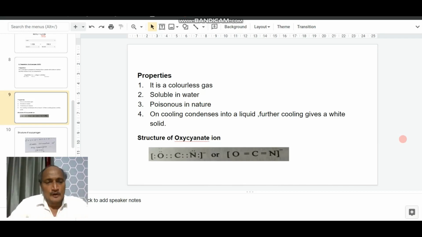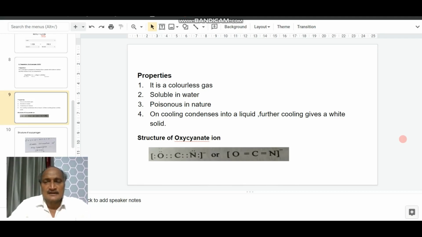Coming to the properties of oxycyanogen. Again, coming to the physical properties, oxycyanogen is a colorless gas. It is soluble in water. Again, it is poisonous in nature. On cooling, it condenses into liquid. Further cooling, it condenses to a solid.